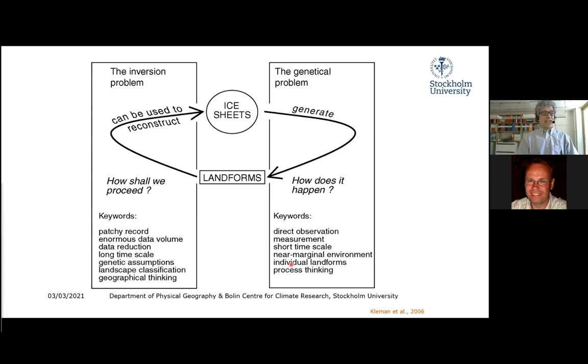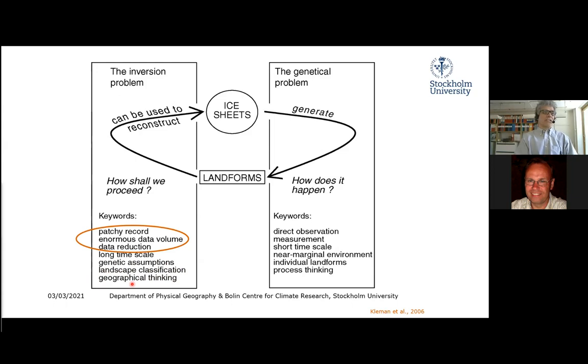We need to make genetic assumptions that come from this part. And then we do some landscape classification. We basically bundle all this together into some sort of group thinking. And of course, this is not so much about process as about geographical thinking. We have maps and we need to make deductions on how ice sheets have behaved.